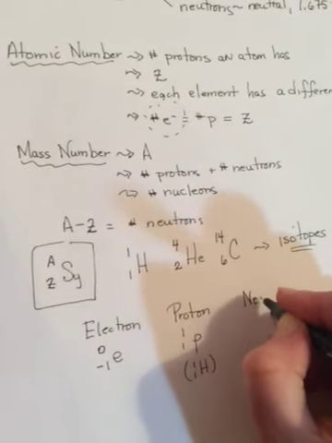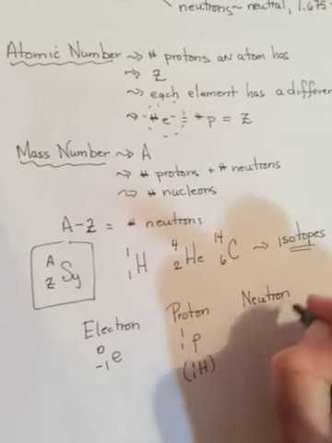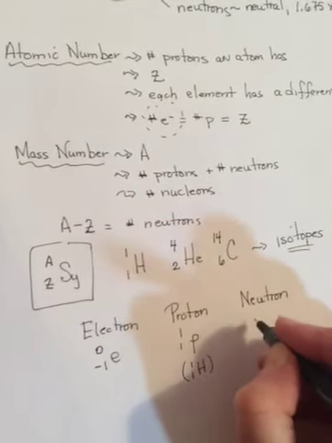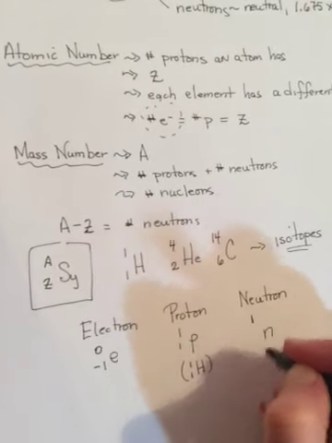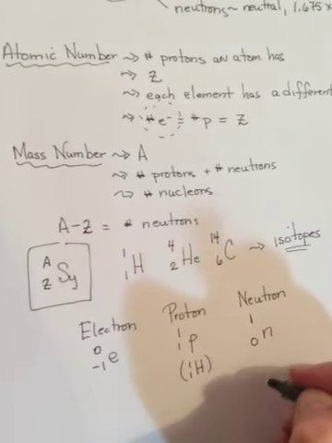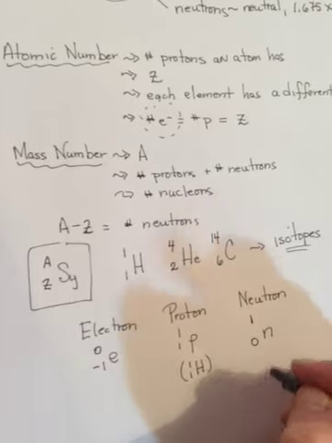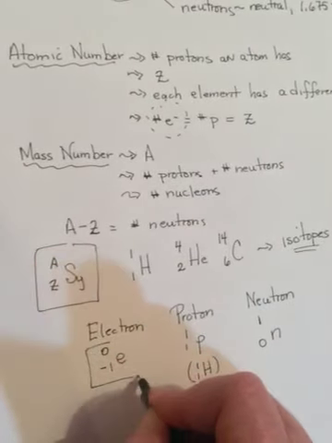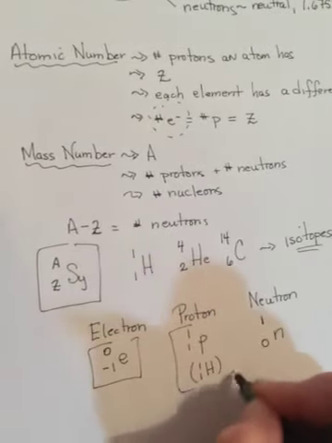And then our neutron was an n. Its mass number would be 1 because it has 1 nucleon, and its atomic number would be 0. Okay, so these are important. We'll be using these throughout the unit.